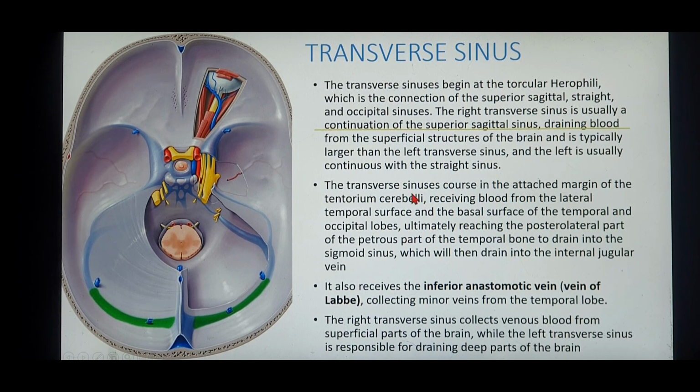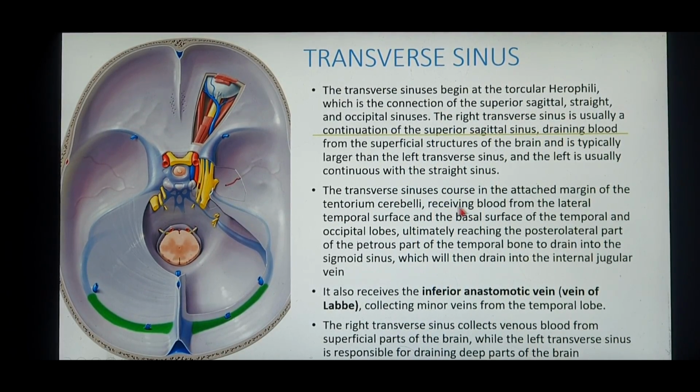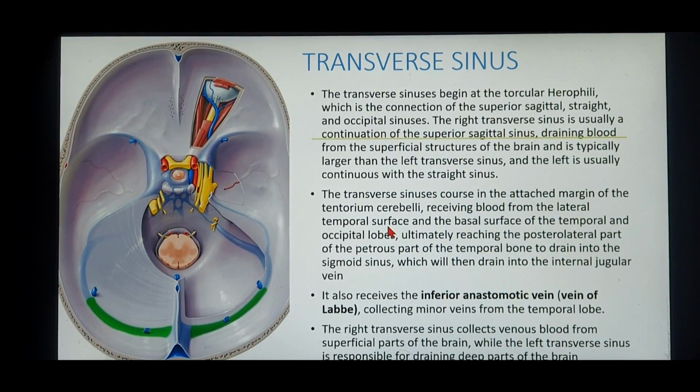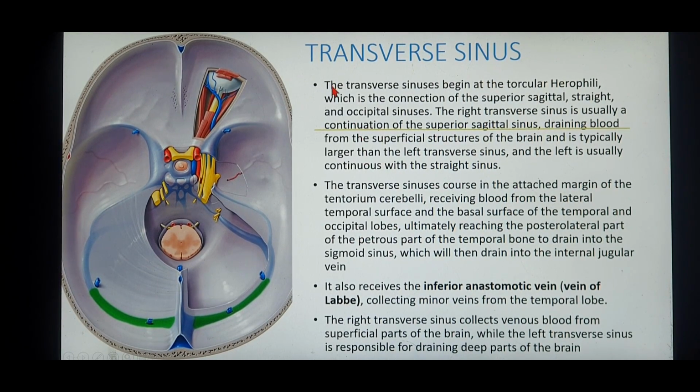The transverse sinuses course in the attached margin of the tentorium cerebelli, receiving blood from the lateral temporal surface, the basal surface of the temporal and the occipital lobes. So this paragraph is really unique for the transverse sinus. The rest is all the same. One more extra point you can have is that it also receives the inferior anastomotic vein, that is the vein of Labbé.